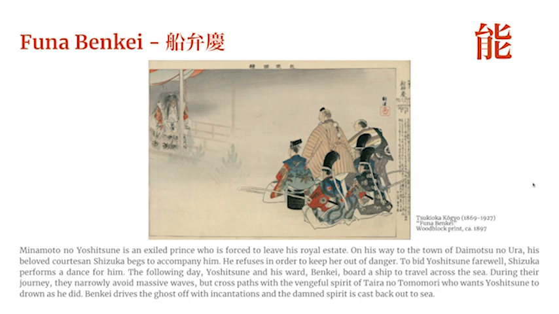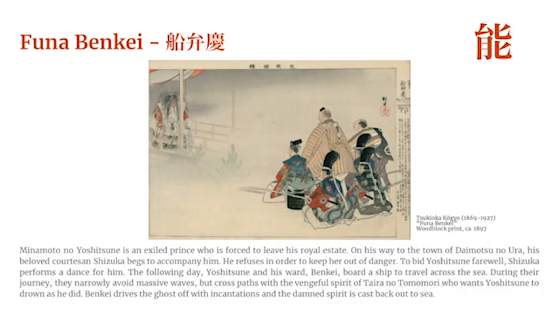So he's on his way to another town, and he has to cross a dangerous bit of ocean, but his beloved courtesan girlfriend, Shizuka, begs to go with him. She really would like to accompany him, but he refuses because he wants to keep her out of trouble. So she accepts that and bids him farewell by dancing for him. The next day, Yoshitsune and his ward, Benkei, get on a boat to cross the ocean.